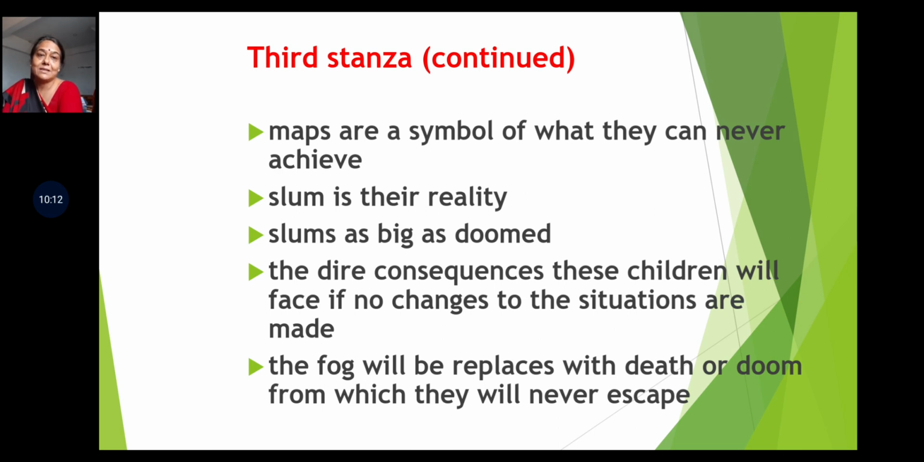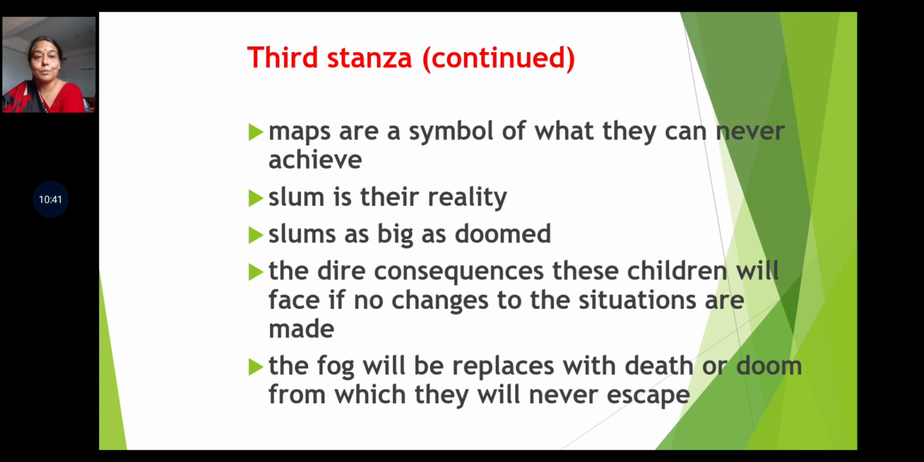The poet calls these maps a bad example. Why? Because the children, especially from the slums, can never go to these places. The slum is the reality. They are doomed in the slum. They cannot go to these places unless they steal, unless they commit a crime to get the money to go to those places which are shown on the map. So that is why the poet says that these maps are a bad example.